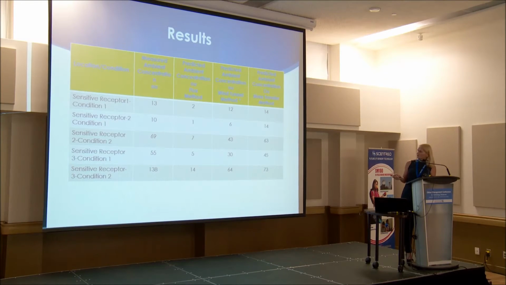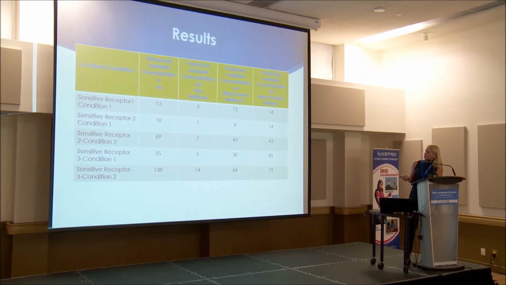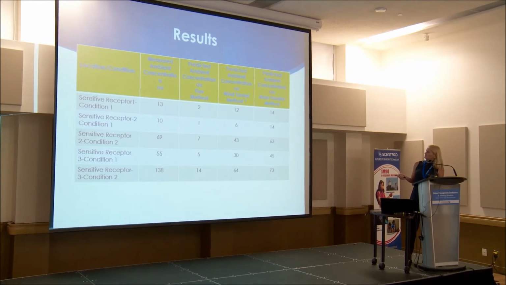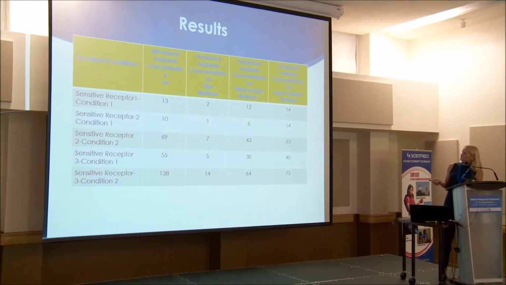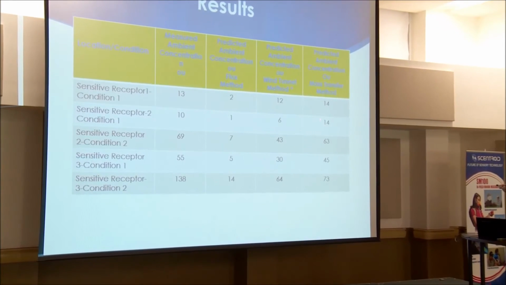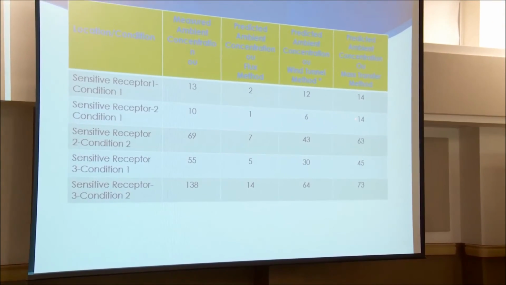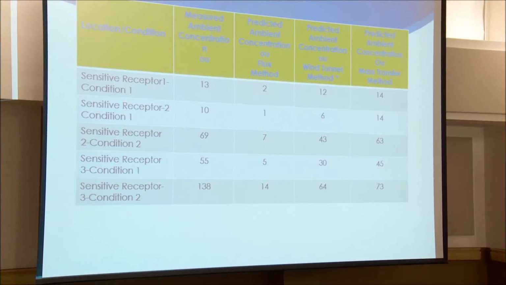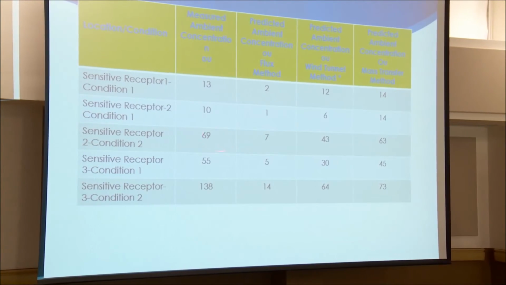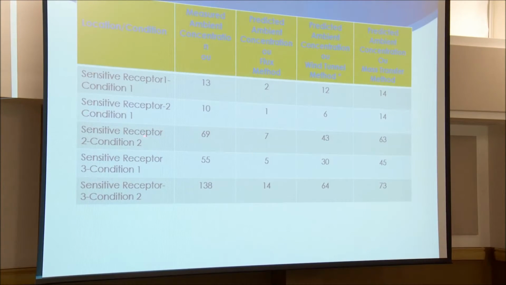The same for the sensitive receptor 2. The measured ambient concentration was 10. The flux chamber was 1. Predicted ambient concentration based on the mass transfer method was 14. For the condition 2, which was higher, the sensitive receptor, I think it was 2, was 69 versus 63, but 7 only for the flux.